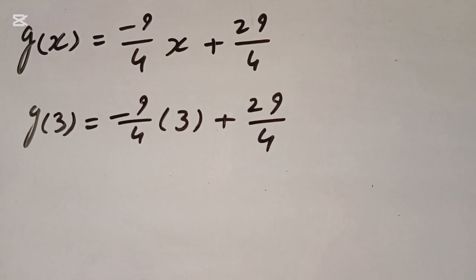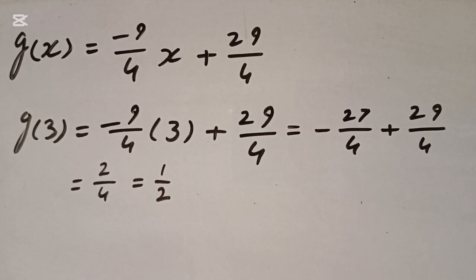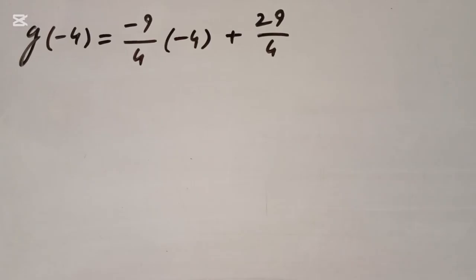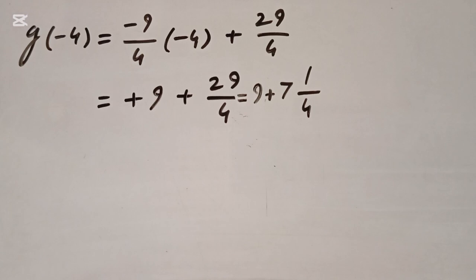Now g(3), putting 3 in place of x, this is how we have solved for g(3), which results in 1 by 2. This is how we are going to find out g(minus 4), putting minus 4 in place of x in the function. It's equal to 9 plus 7 whole 1 by 4, which results in 16 whole 1 by 4.